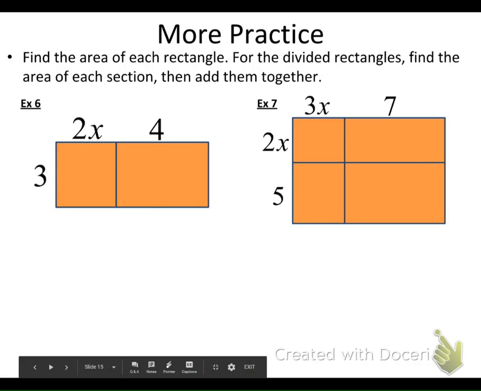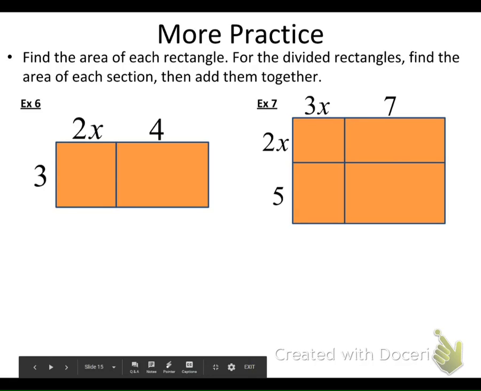So, if you look at your directions, again, find the area of each rectangle. For the divided rectangles, find the area of each section. So you're going to have to look at each section of this model. Now, what word did I just use for this? You're going to have to find the area of each section for this what? Model. You're going to hear that word a lot. Model, right, Jaden? It's going to be our rectangle model.